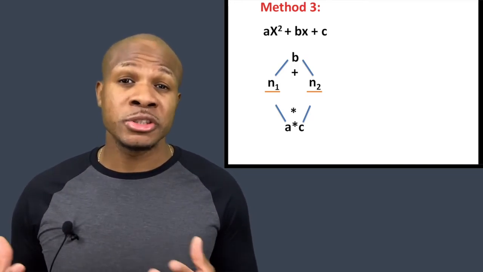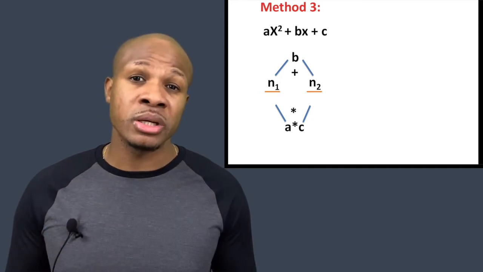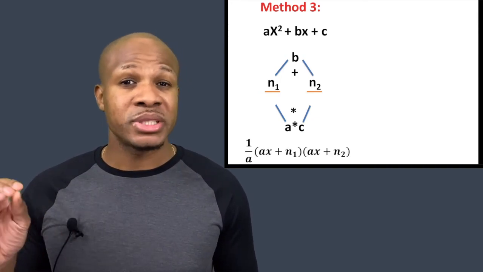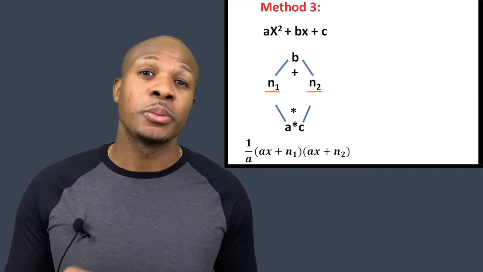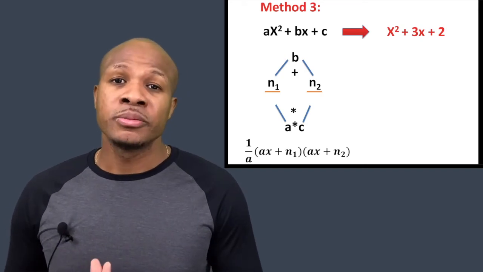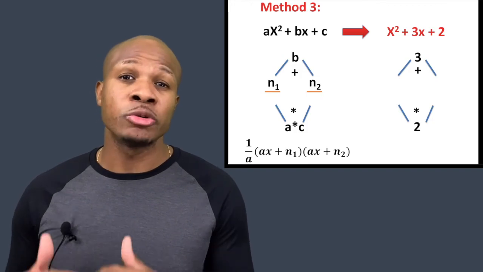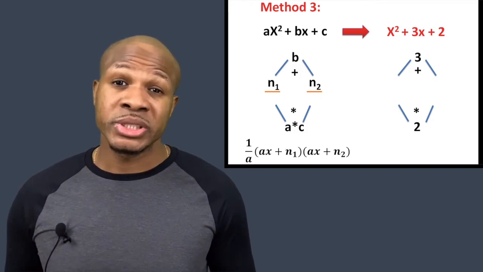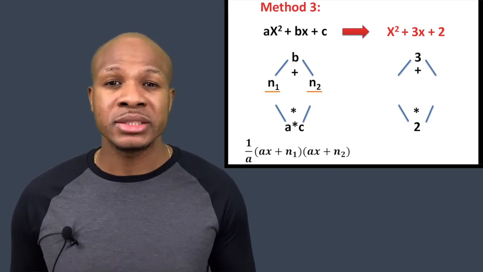And once you find those 2 numbers, n1 and n2, this polynomial is basically factored by the formula 1 divided by a times x plus n1 times a times x plus n2. So let's go ahead and factor our polynomial using this method. So in this case, b equals 3 and a times c equals 2 times 1, which equals 2. So essentially, we want to find two numbers that multiply to give us 2 and add to give us 3.